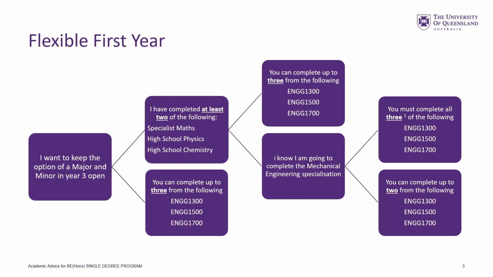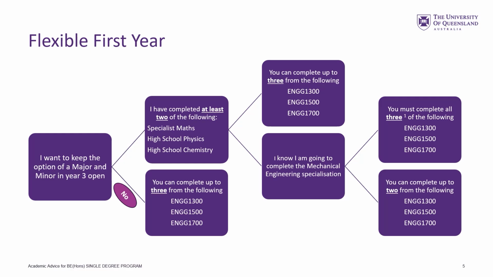So, the questions to ask yourself: do you want to keep the option of a major and a minor open in year 3? If the answer is no, then you can complete all 3 of Eng 1300, Eng 1500 and Eng 1700 because the additional course will count in the engineering elective component or the general elective component.